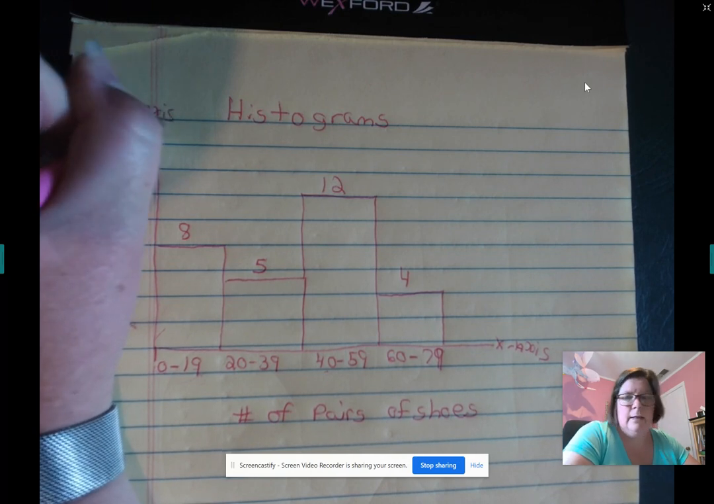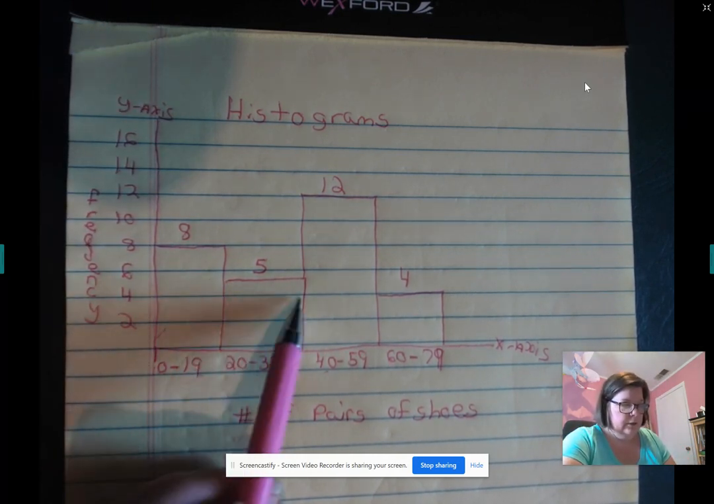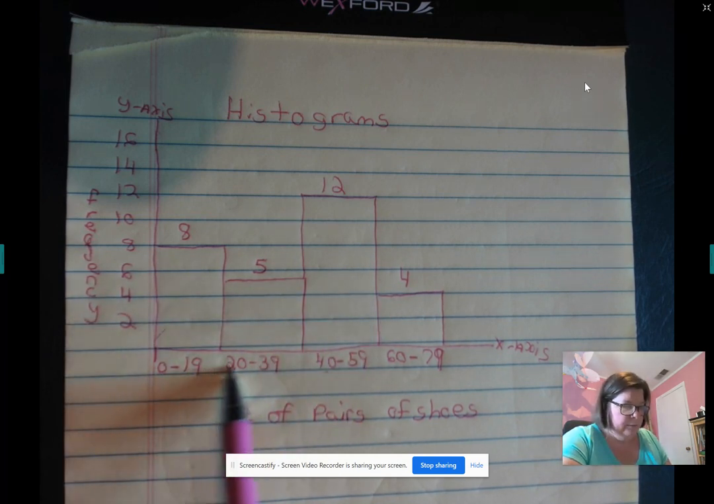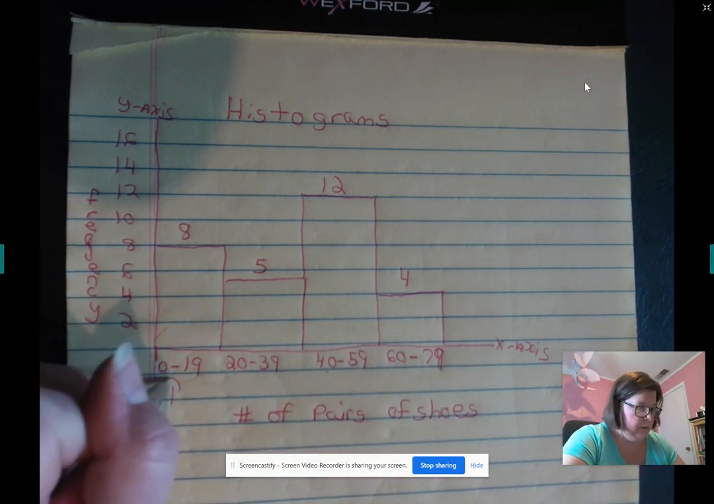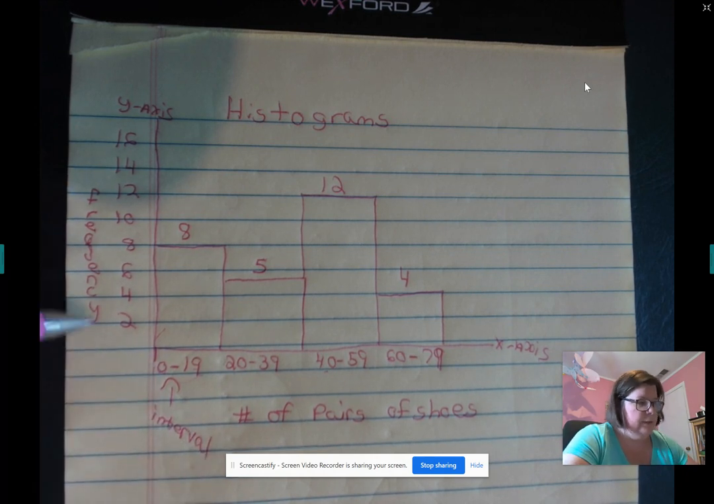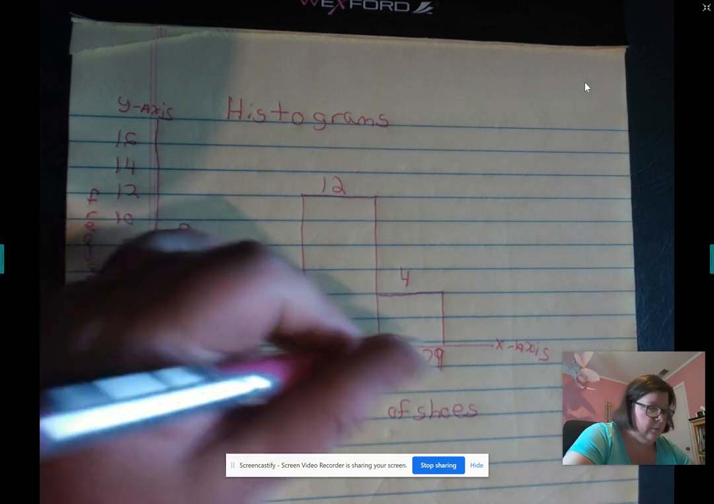Couple things about histograms. The bars must touch. Do you see there's no space between my bars? And there has to be numbers on the x-axis called intervals. These are called intervals. Okay? And there has to be a frequency or numbers on the y-axis. So the histogram is all about numbers.